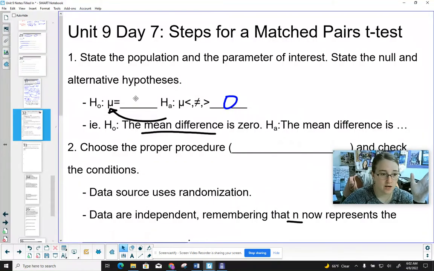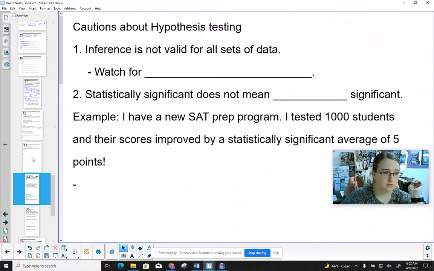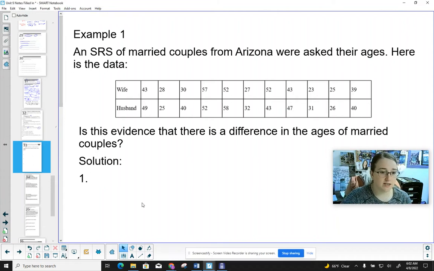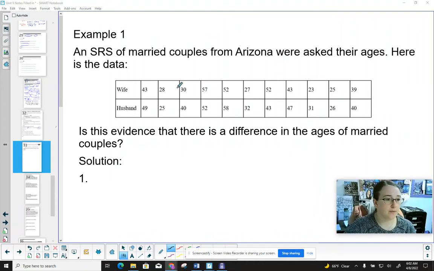Okay, so yesterday we filled in all the blanks for day 7. It's just 2 slides we're going to do, and again, this process is really the exact same as what we've been doing. The only difference is the context about what the mean is of. So we're going to read example 1 here. We can tell what the context is because we have matched pairs.